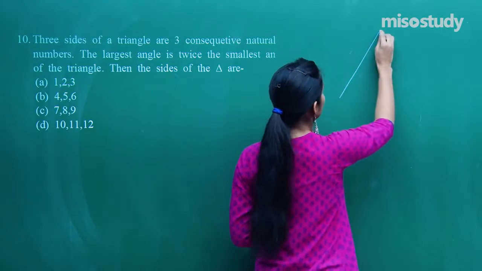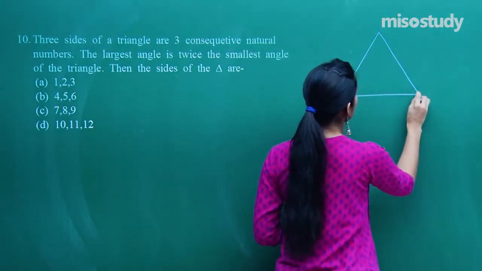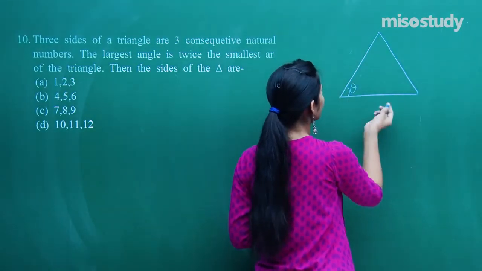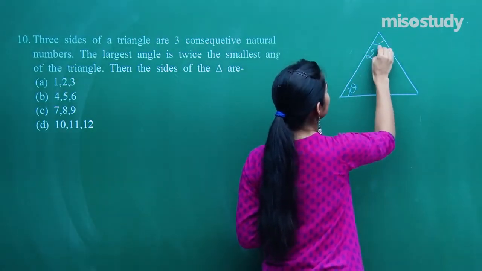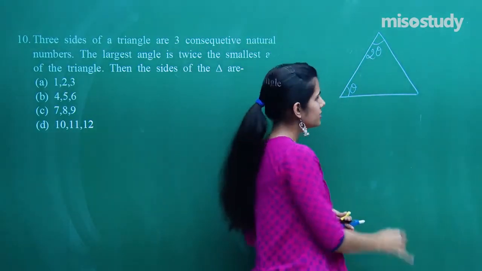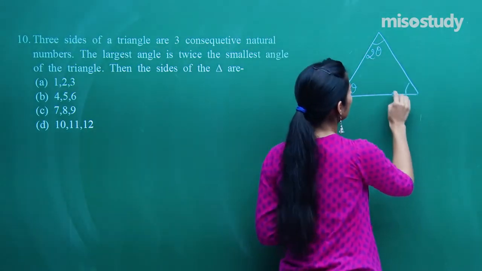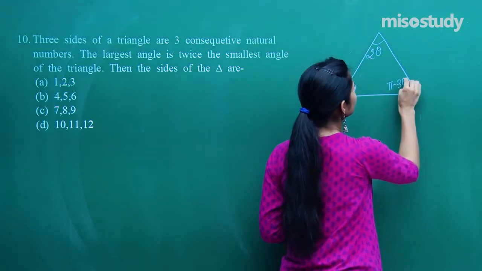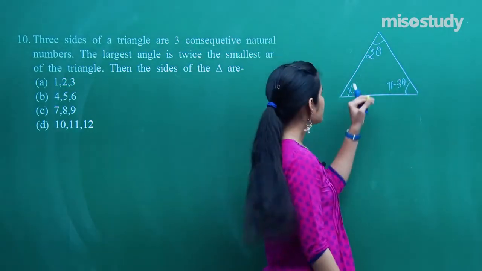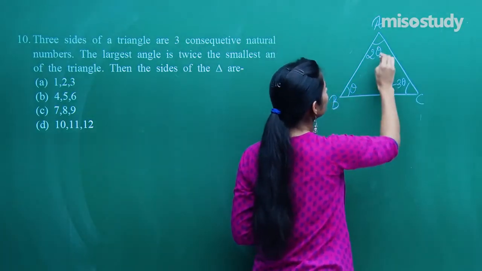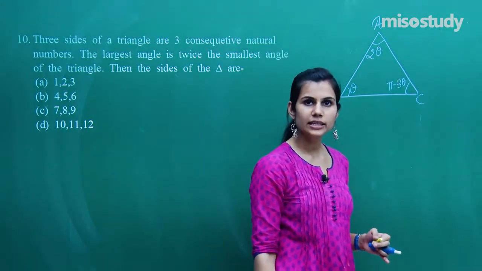Okay, so there is a triangle. Fine. There is a smallest side. Okay, and the largest angle is twice the smallest angle. Suppose this is the smallest angle, this is the largest angle. So this will be what? Pi minus 3 theta. Because all these angles, when I am going to add, I am going to get pi. If I know 2 angles, third angle is pi minus 3 theta.